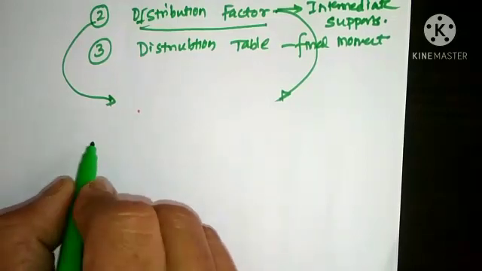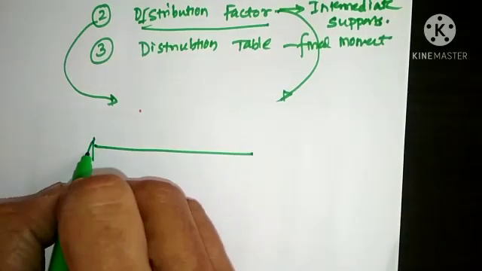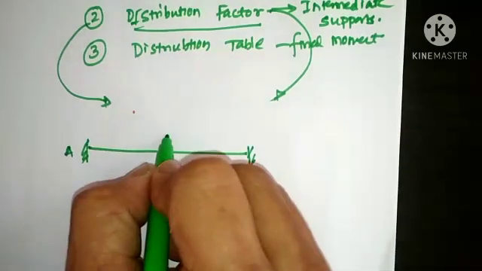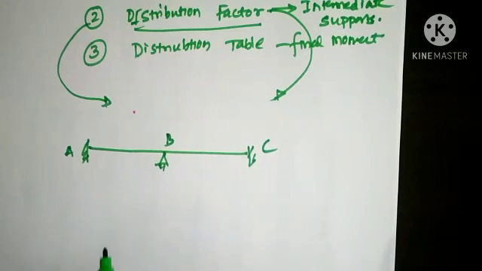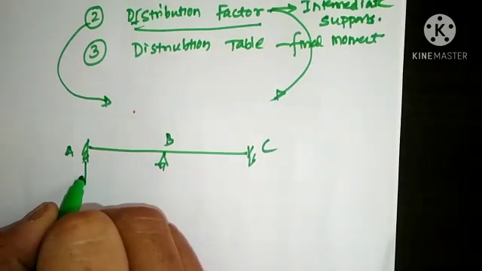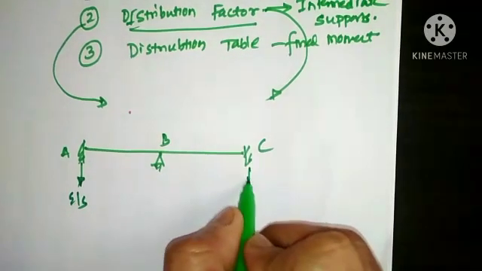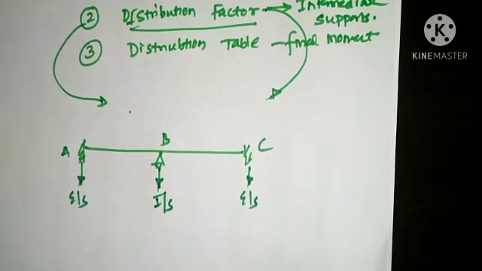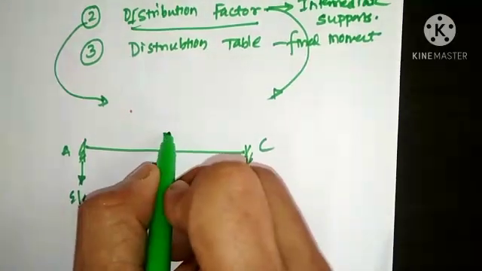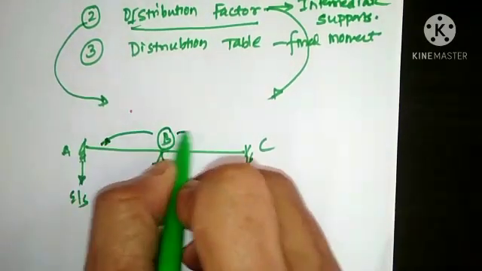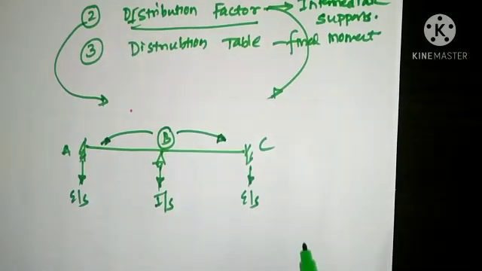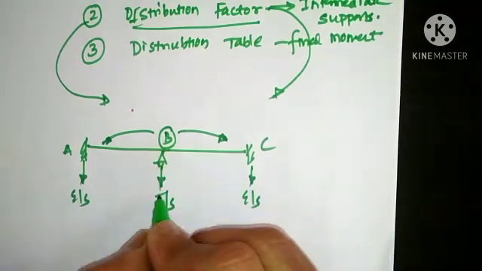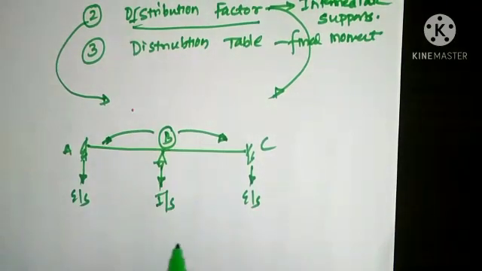Now for example, if I have a beam in this particular fashion, wherein there are three supports A, B and C, amongst these A is an end support, C is an end support, whereas B is an intermediate support. It is called an intermediate support because B is sandwiched in between A and C. For that reason, this particular support is called an intermediate support.